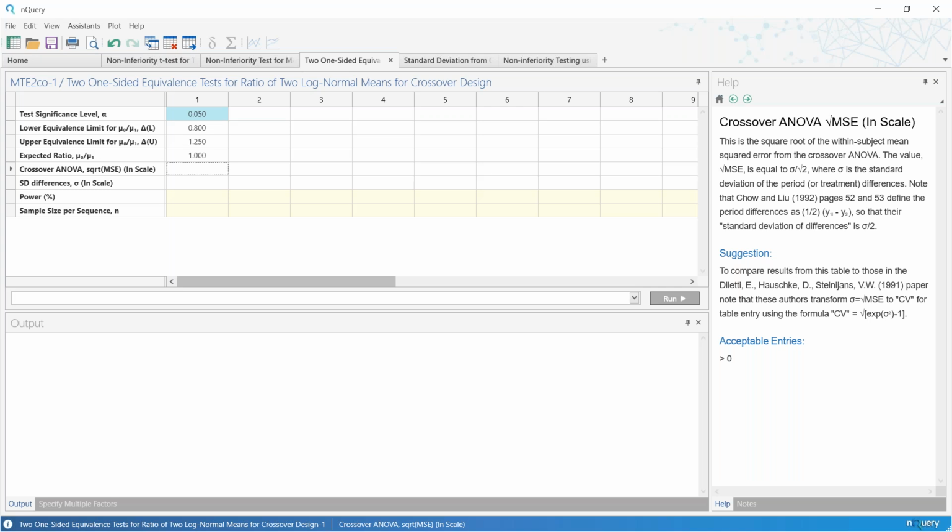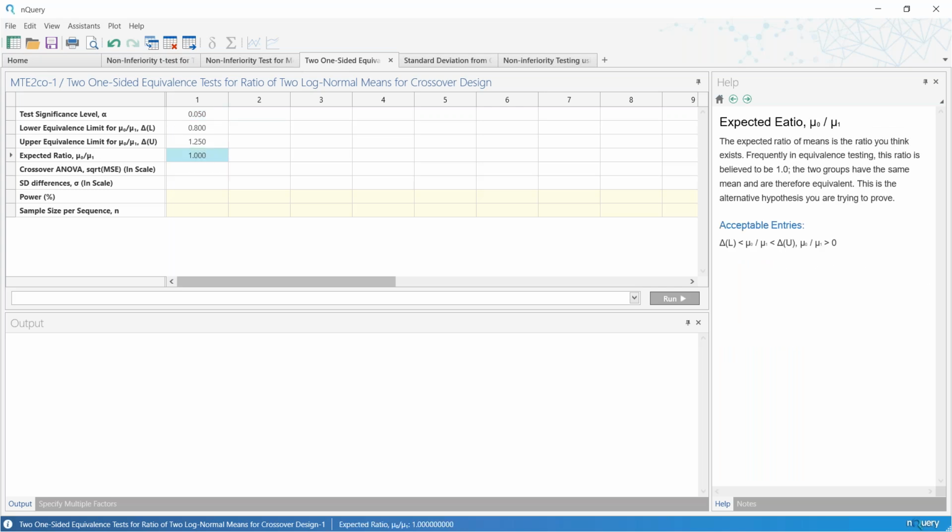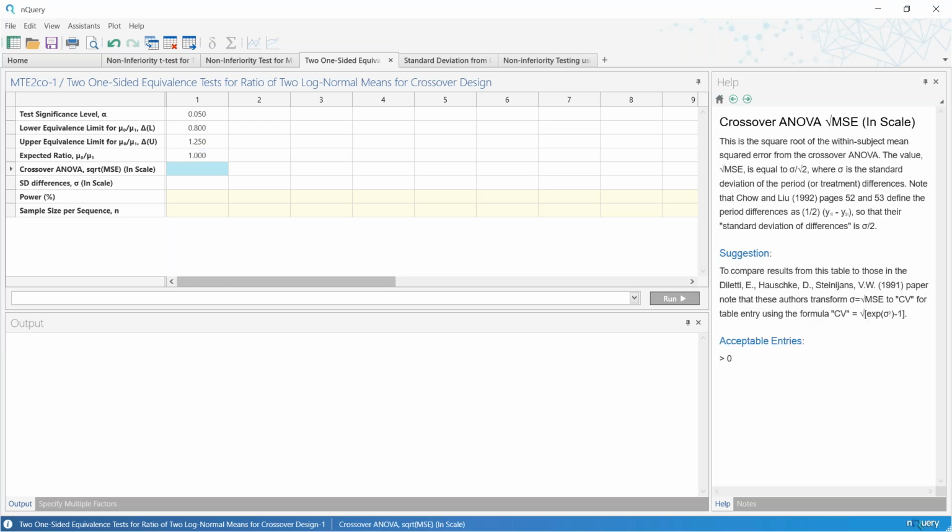But in these calculations, it's often typical that they might pick something like 0.95 or its reciprocal. So just to note, we're using 1 here, which is the ideal situation where you'll have the maximum power, but oftentimes you might be asked to consider what would happen if it was 0.95 instead. And then we get into the crossover ANOVA. So just to note, the standard approach for this type of trial is to use a crossover trial, with either a mixed model or an ANOVA type analysis. The ANOVA type analysis is probably the more classic version.